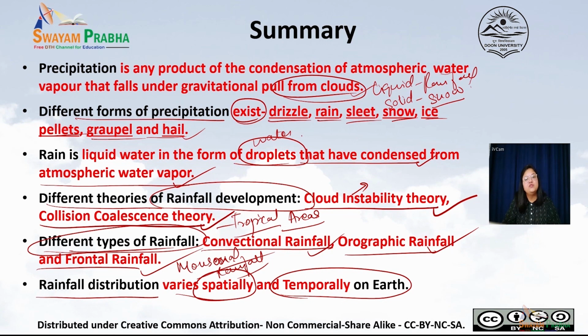Along with spatial variation, you also have temporal variation, because certain parts of the world experience rainfall throughout the year, while certain parts of the world experience rainfall just in the summer season. Other parts of the world experience rainfall in the winter season, and some parts of the world do not experience rainfall at all throughout the year. So this is all about rainfall, its theories, its formation, its distribution around the world. So I hope the video was informative.